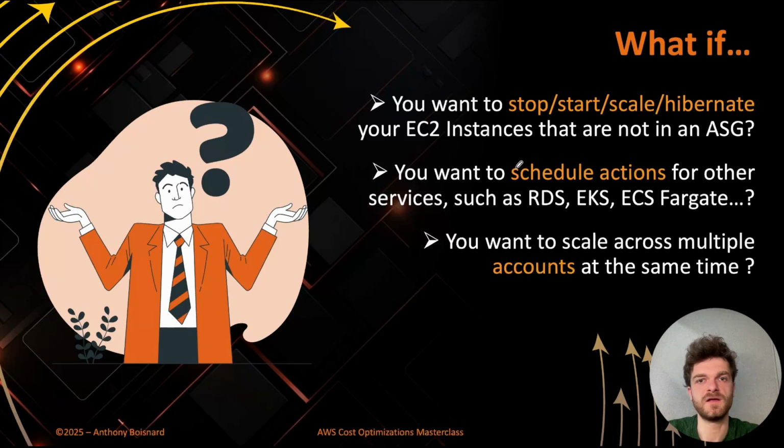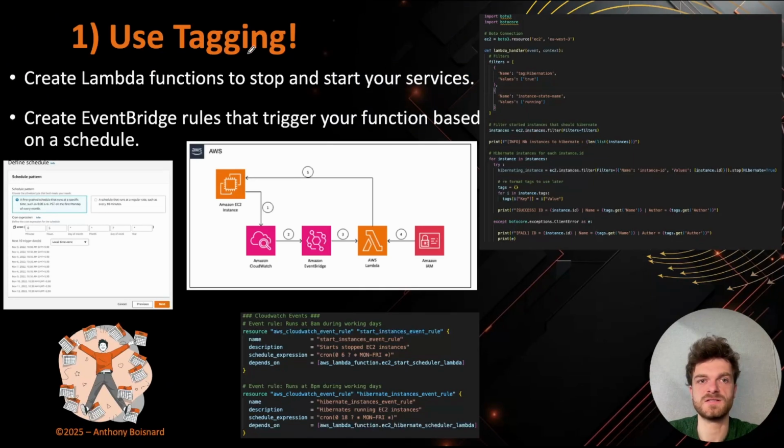But what if you want to stop, start, scale, or hibernate your EC2 instances that are not in an auto-scaling group? What if you want to schedule actions for other services, such as RDS, EKS, or ECS Fargate? What if you want to scale across multiple accounts at the same time? The first solution is to use tagging.